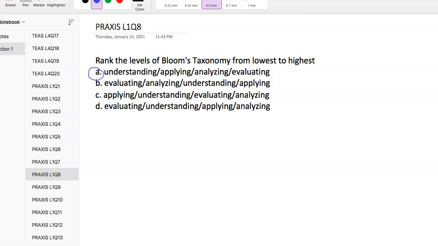With Bloom's taxonomy, it's just important to know that it relates to essential questions for learning. Understanding the facts is a simple form of learning, and that would be much more just understanding, while being able to apply those facts is more advanced. Analyzing and evaluating, those are the highest forms of Bloom's taxonomy.